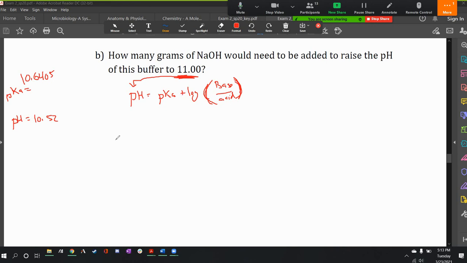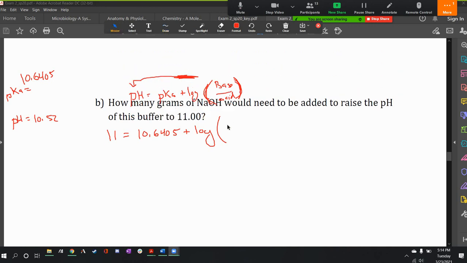So we say, okay, cool. They want the pH to be 11. We know the Henderson-Hasselbalch equation says pH is equal to pKa, 10.6405 plus the log of, so here, I'm trying to think if it matters whether we use the concentration or the moles.